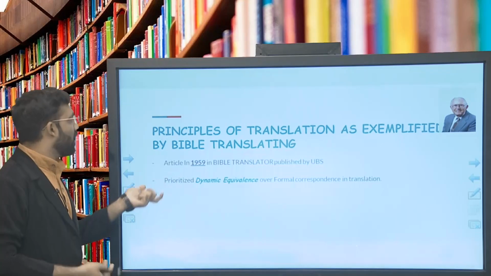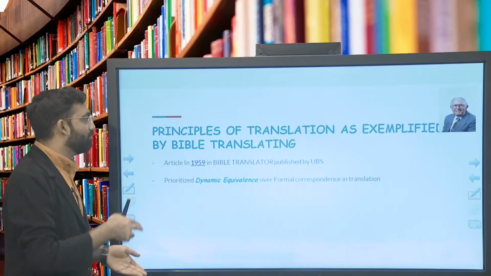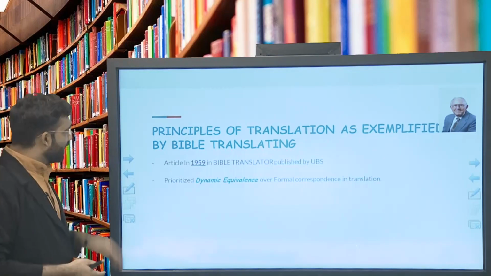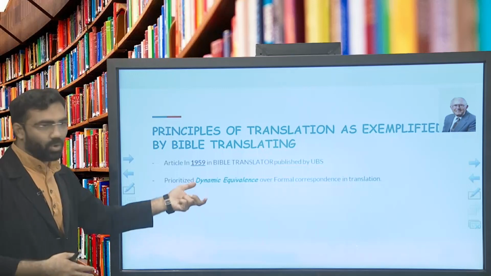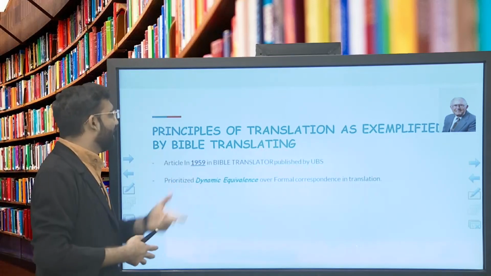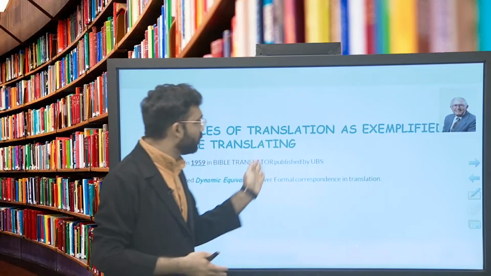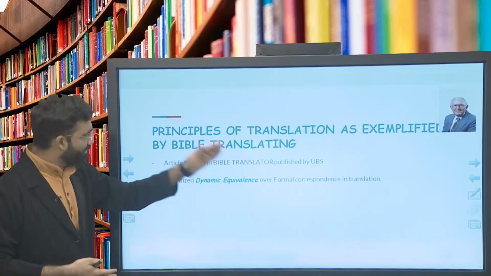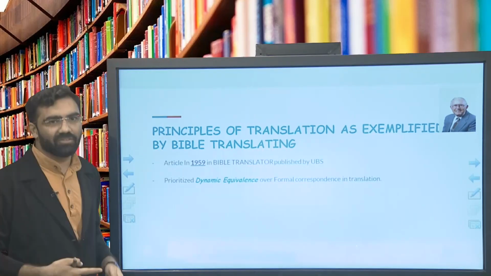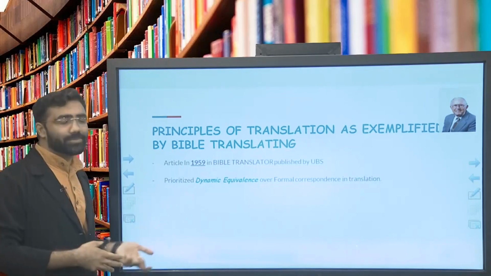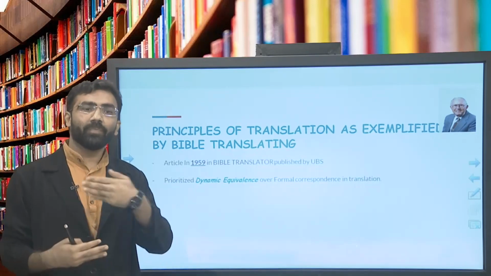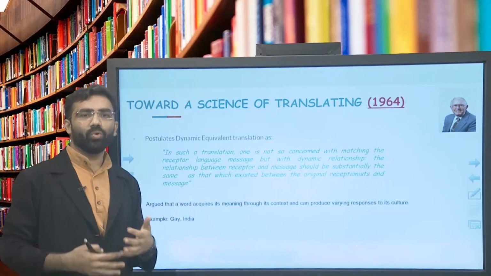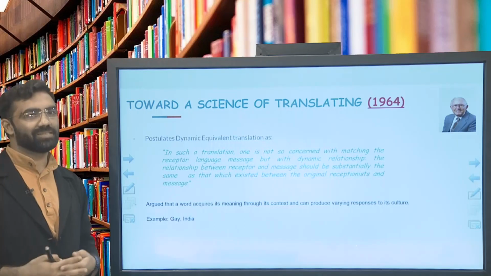So in 1951, he writes an article in Bible Translator, which was published by the United Bible Society, and there he prioritized what he is famous for, the concept of dynamic equivalence and formal correspondence in translation. We will be talking about dynamic equivalence, formal equivalence, functional equivalence, the types of equivalence, when we talk about the model of translation. Let's just create a basic background for us to understand the model of translation.